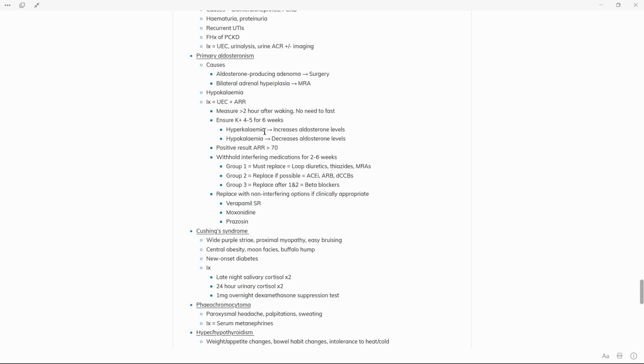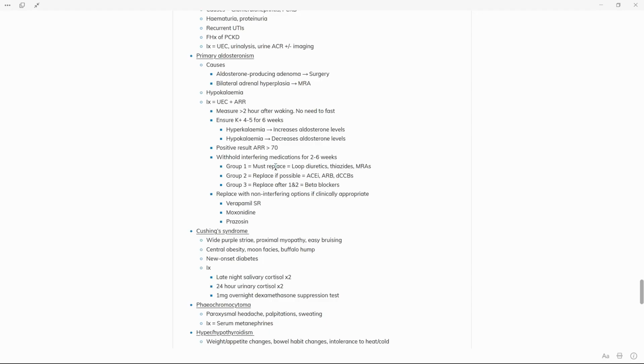If you have hyperkalemia, the body will try to increase aldosterone levels to kick the potassium out of the body. On the opposite side, if you have hypokalemia, the body will decrease aldosterone levels to minimize the loss of potassium through the kidneys. A positive result of the aldosterone-renin ratio is greater than 70, and you should withhold interfering medications for 2 to 6 weeks if the patient is already on these medications prior to you ordering the test.